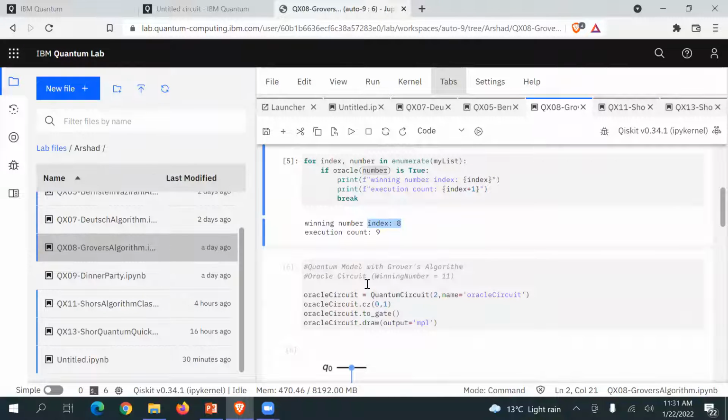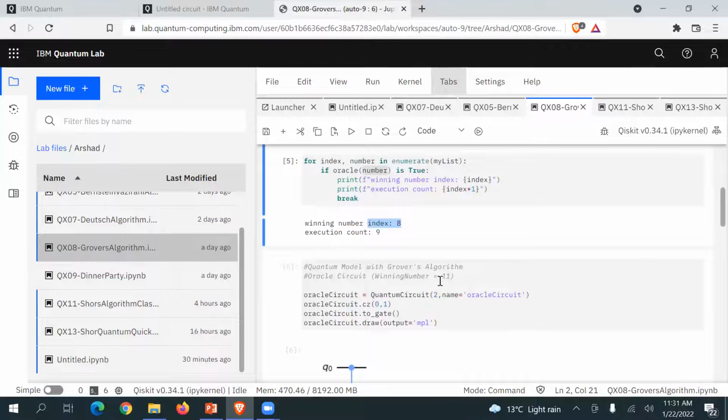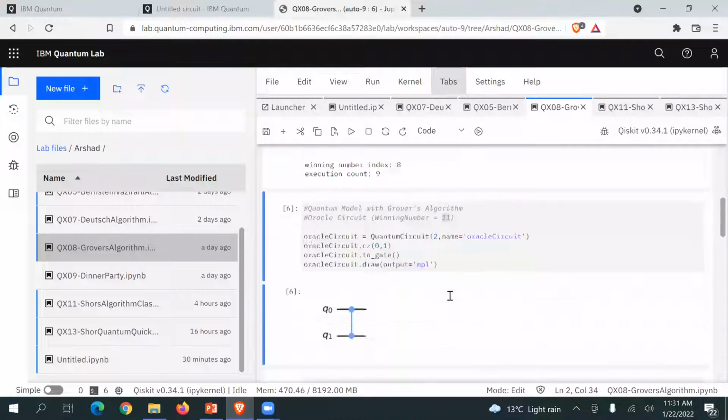So let's create an Oracle circuit. Our winning number is 11. If we have a 2 qubit system, we have to find the state 11, so that would be our winning position. First, we have to create a quantum circuit with 2 qubits. We name it the Oracle circuit.